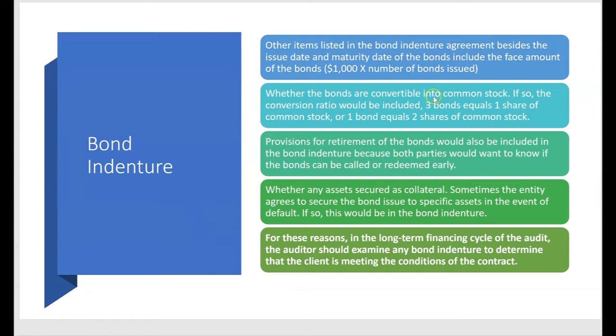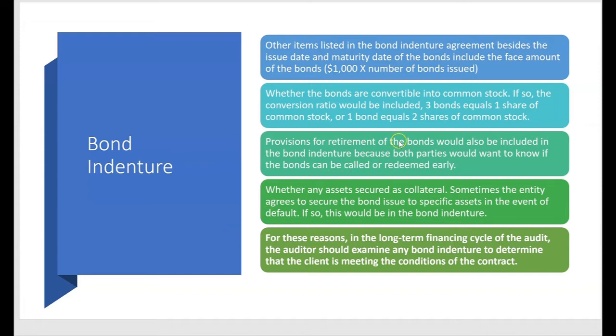Whether the bonds are convertible into common stock or not would be in the bond indenture. So if the bondholders had the ability to convert their bonds into stock, that would be in the bond indenture agreement. And if they converted, that would be good for everybody because then the client wouldn't have to come up with the money to pay interest and principal anymore. And the bondholders, although they wouldn't be bondholders anymore, they would be stockholders having converted. And the theory is they would only be converting if it was a good time to convert, if the stock price was doing very well.